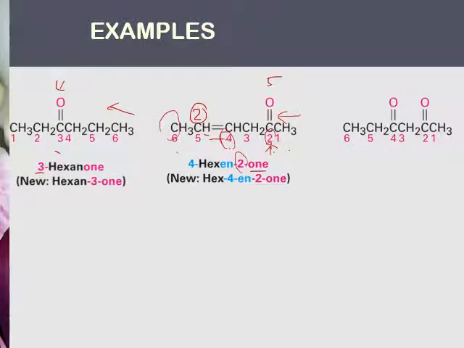Now the next molecule has 2 carbonyl groups, so it's a dione, and numbers 2 and 4 have carbonyl groups, so the molecule is 2,4-hexanedione.